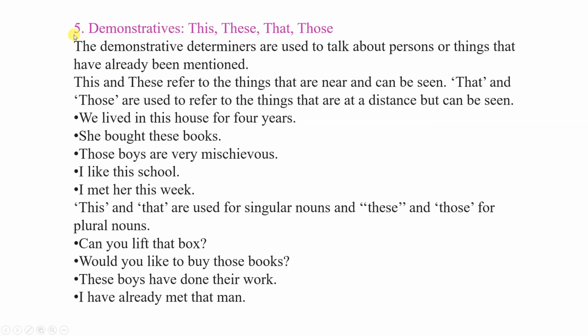Now, demonstrative determiners. Demonstrative means what? To show something. Okay, that is demonstration. So, demonstrative determiners are used to talk about the person or the thing that has already been mentioned. This and these refer to the things that are near and can be seen. That and those are used to refer to the things that are at a distance but can be seen.